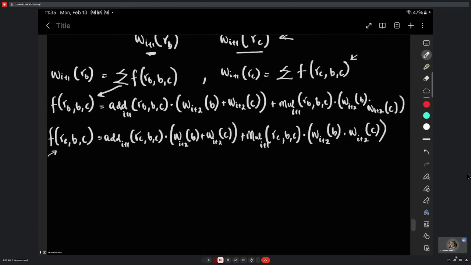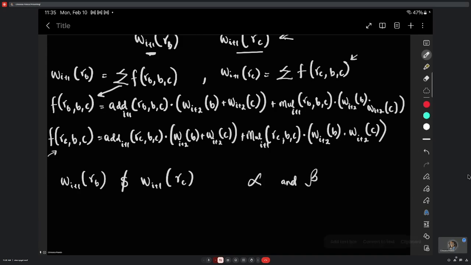So we basically have W. We want to combine W_{i+1} evaluated at RB and W_{i+1} evaluated at RC. We want to combine both of them. We are going to use alpha and beta to do this combination.